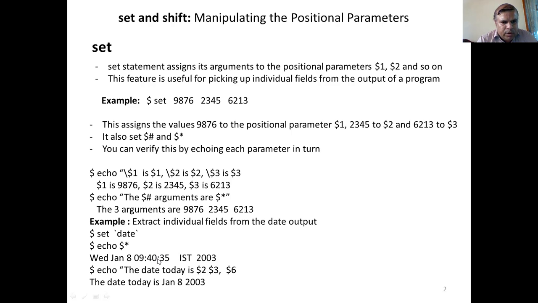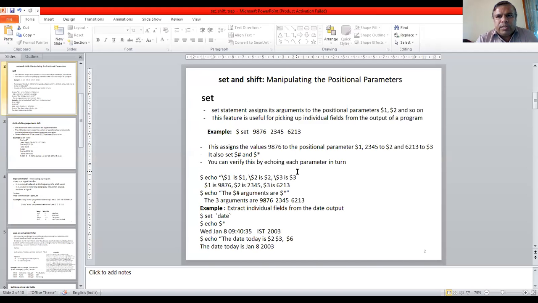the year. Now we want to display only the month, date, and year. So here is the example. Echo the date today is $2. $2 holds the month, $3 holds the date, and $6 holds the year. And display it. The date today is Jan 8th, 2003. Let me demonstrate this on the online Linux terminal.